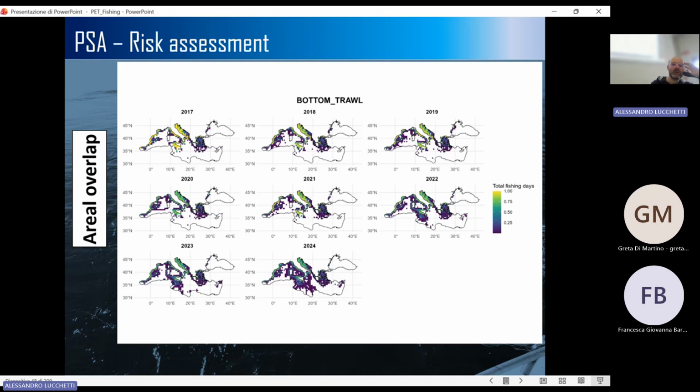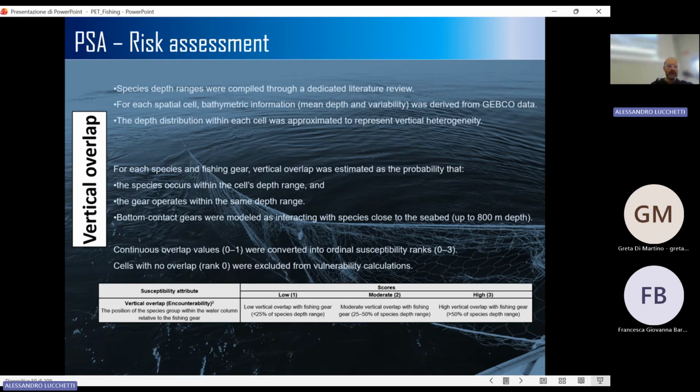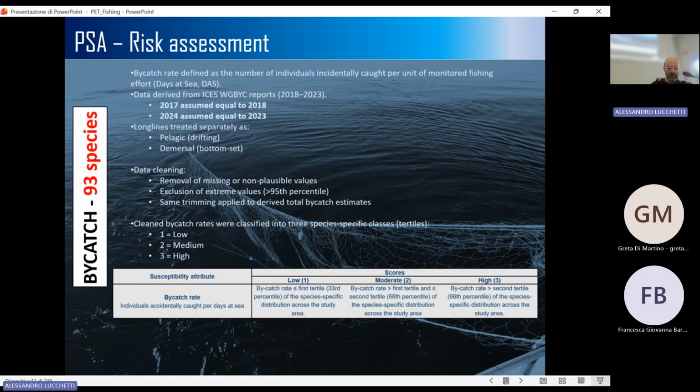This is, for instance, the areal overlap. I don't remember which species this one is, probably sea turtles, maybe. This is the spatial distribution and the areal overlap. The approach is that you find the distribution of the species, you overlap this with the fishing effort, and you have the potential risk for that species with that specific gear. Okay, this is the vertical overlap, but I spoke about that before.